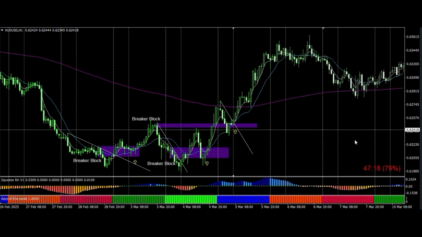In this last example, we see a higher time frame collection of breaker blocks. This is a great way to take advantage of even larger moves with breaker blocks. We see a trend line break and then a retest of a breaker block, the last up candle before the down move. And in this example, we're going to give you a pro tip, which is to wait for a swing level to be formed and then broken.